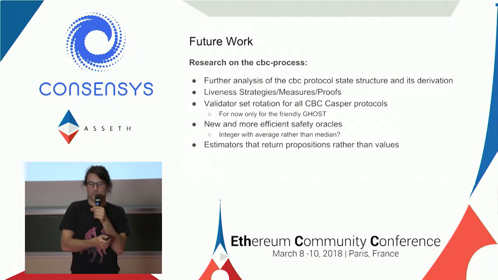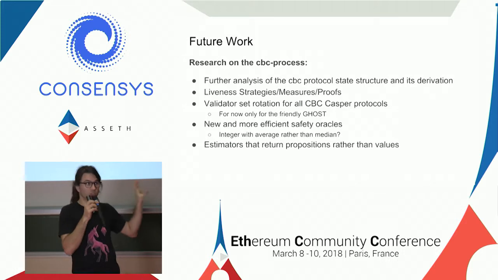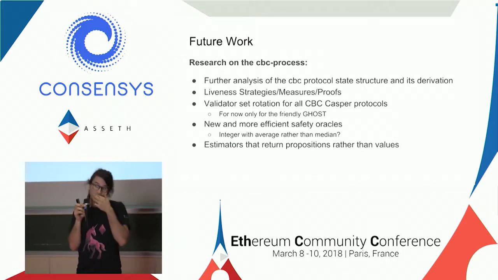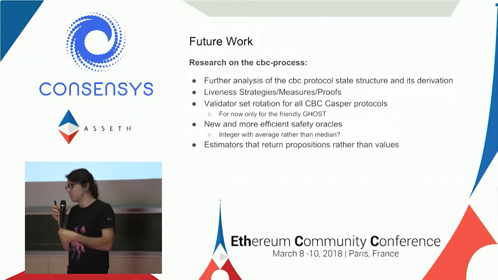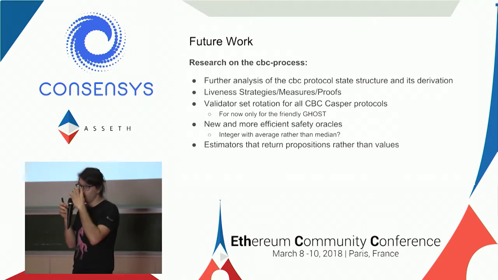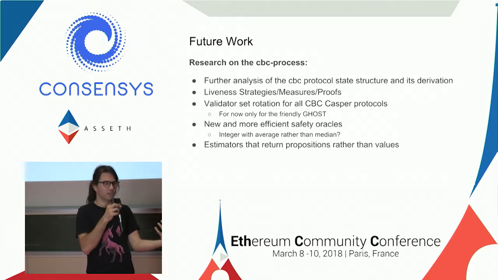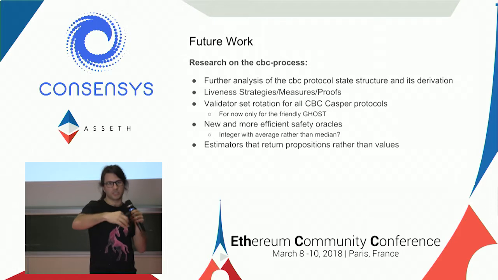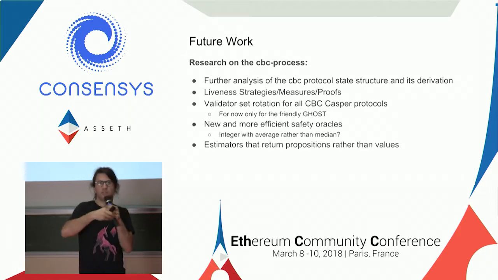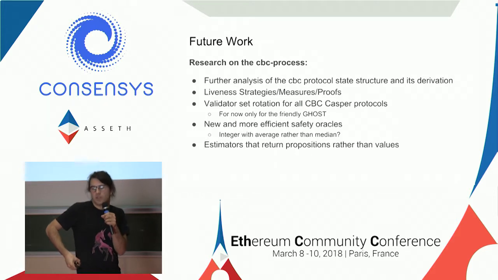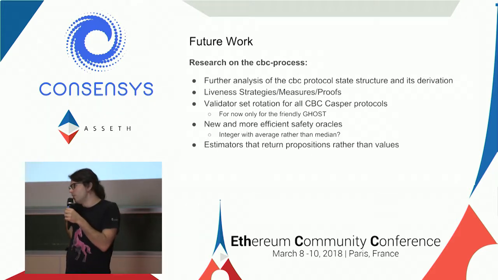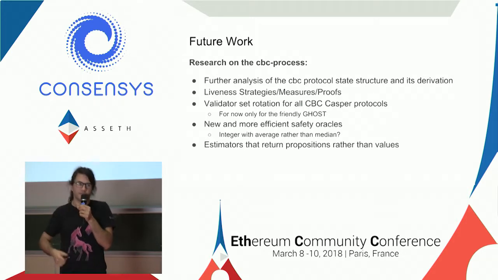Okay, so basically we have some future work on the correct-by-construction framework and process. This protocol state structure of sets of messages that exhibit less than some number of Byzantine faults is kind of a crazy thing, and I think there could be a lot of research done on the structure of this category or graph. We need to think about liveness strategies, measures, and proofs.